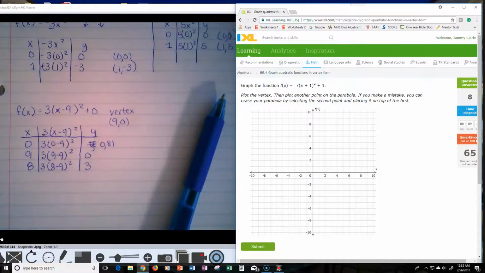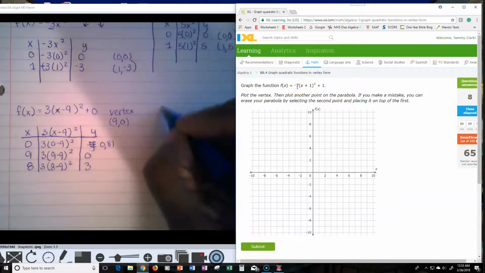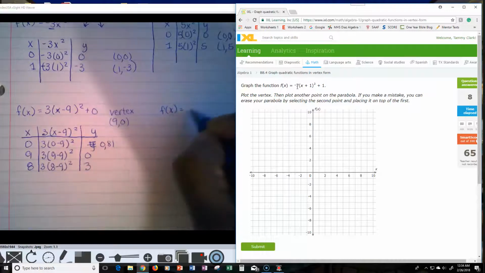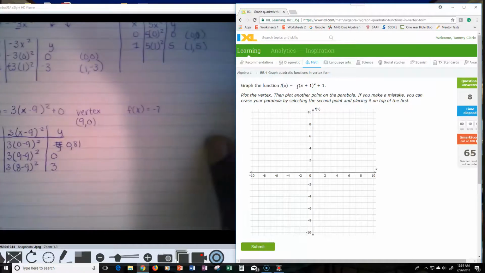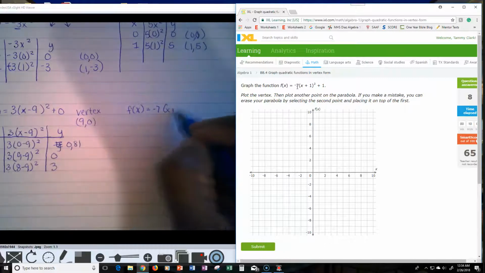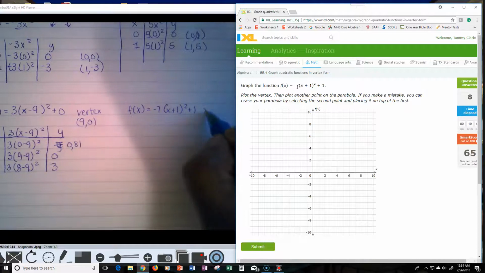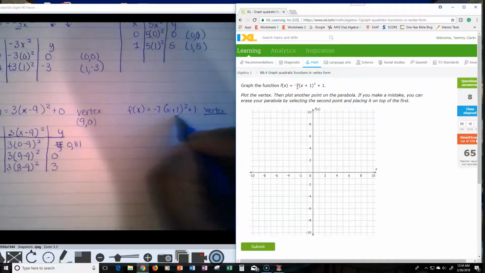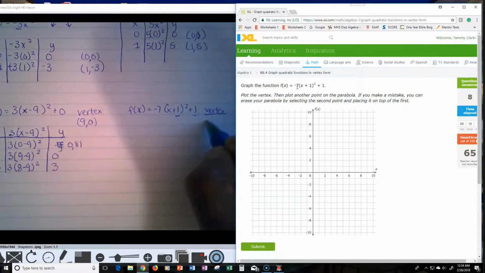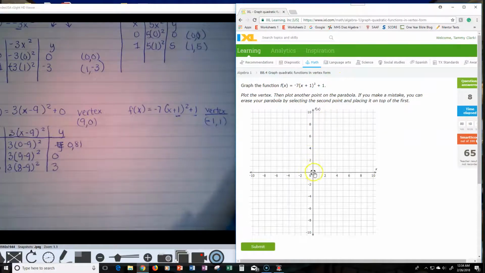I wanted to do one more that might be helpful to you. If you notice here, we've got the function f of x is equal to negative 7 times x plus 1 squared plus 1. Well, you already know the vertex. Here's your h and k, opposite of this, so negative 1, positive 1. So you already know what the vertex is, and you can place your point there. Negative 1, positive 1. Okay.